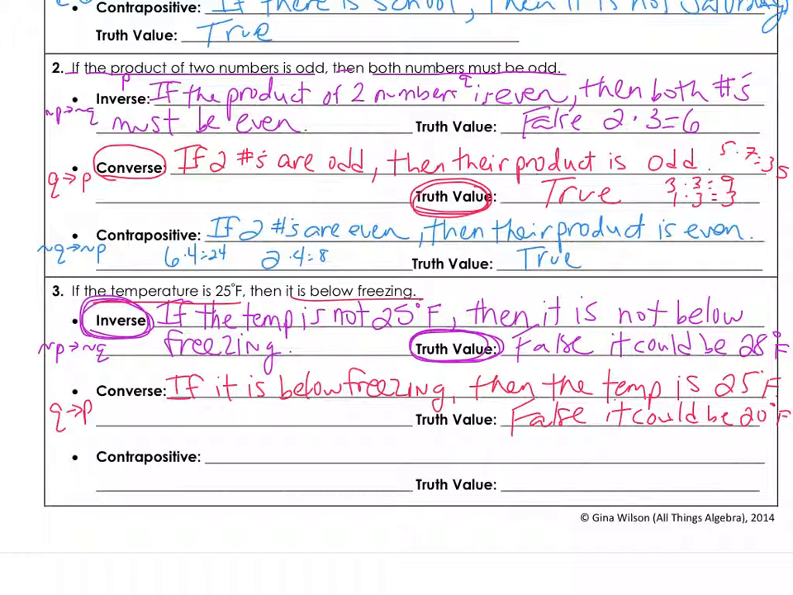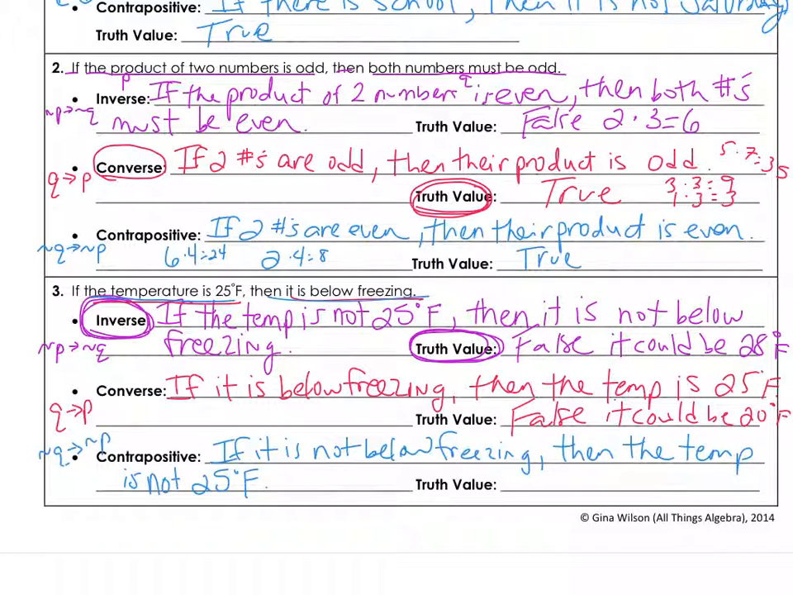For the very last one, contrapositive, we need to switch the order and put the nots in there. So the negation of Q and then your negation of P. So the opposite of your conclusion. So if it is not below freezing, then the temperature is not 25 degrees. So for our truth value, if it is not below freezing, so that means it would be anything above freezing, so 33, 34, 35, and on up, then the temperature is not 25 degrees. And that's true because it will never be 25 degrees if it is above freezing. So that is a true statement.